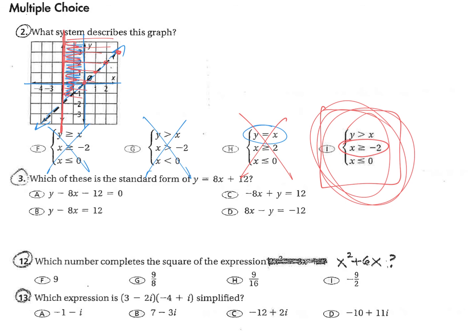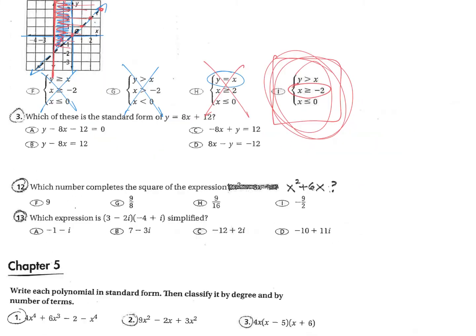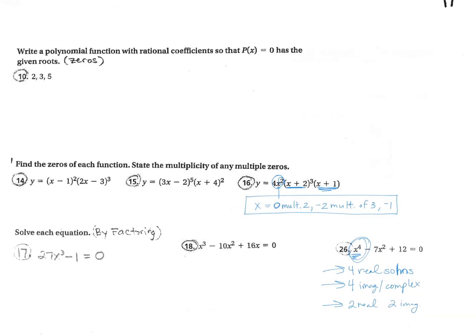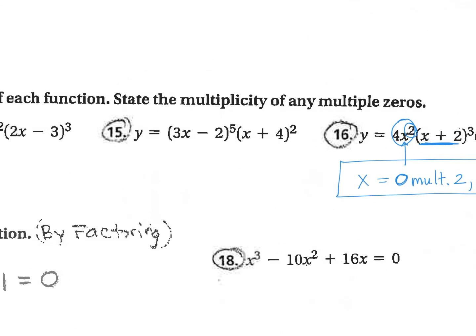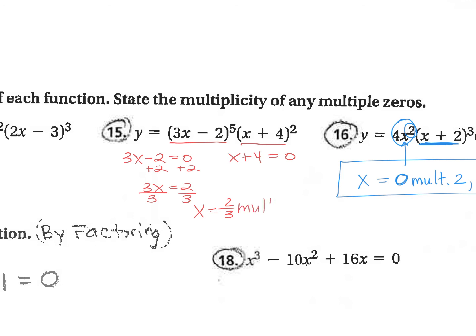Yeah, Amara. 15 on page 12. This 15? So you need this to be a 0 and you need this to be a 0. So basically we're saying 3x minus 2 equals 0 and x plus 4 equals 0. So if you add 2, you get 3x equals 2 and then divide by 3. So you get x equals 2/3 with a multiplicity of what? 5, right? That exponent. So 2/3, 5 times.